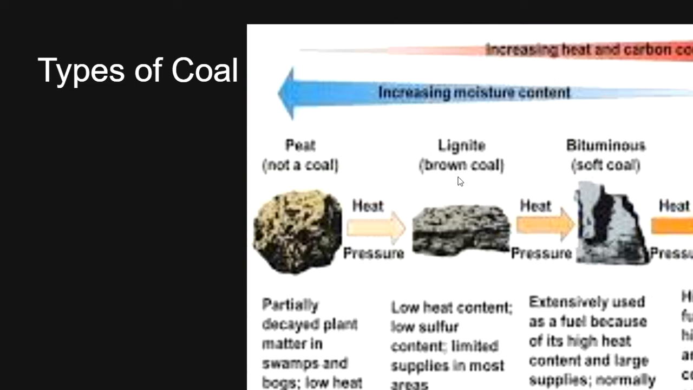So our three types of coal are lignite, which is brown coal, which is not a reliable source of energy. It has a lower heat content and a high sulfur content. Bituminous coal is our second type of coal. It's one of our vocabulary terms. It's a soft coal. It has a high heat content and a plentiful supply. But the downside to bituminous coal is that it has a high sulfur content.